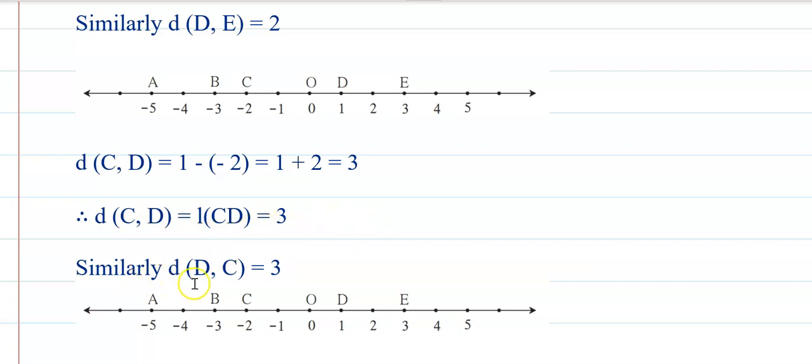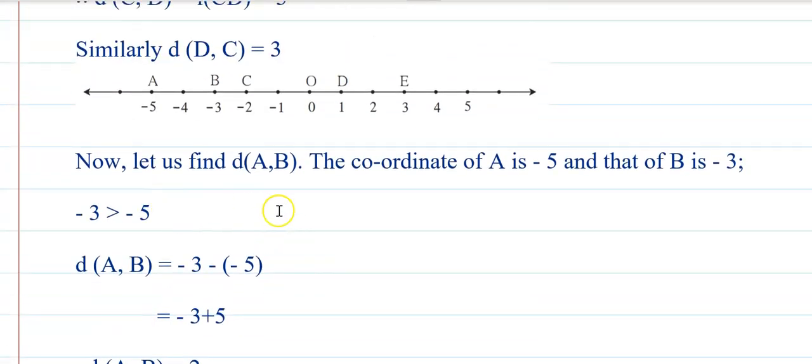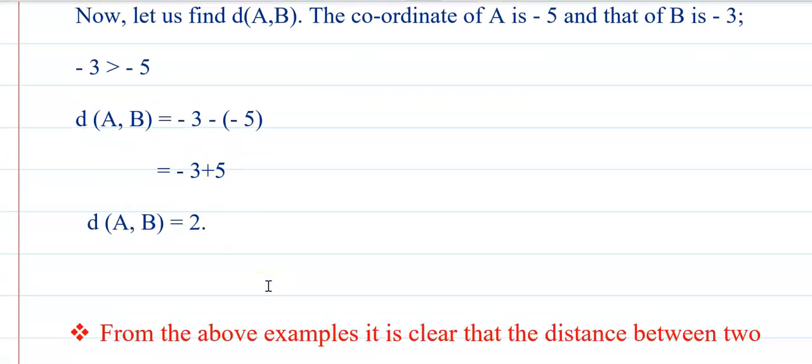Similarly, distance DC or CD is one and the same, and that is equal to 3. Now next, let us find the distance AB. The coordinate of A is minus 5 and the coordinate of B is minus 3. Now minus 3 is greater than minus 5. Therefore, by the definition of the distance between two points, we take the bigger one minus in bracket minus 5. Again this minus minus will become plus. Therefore, distance AB is equal to minus 3 plus 5, and that's why distance AB is equal to 2.